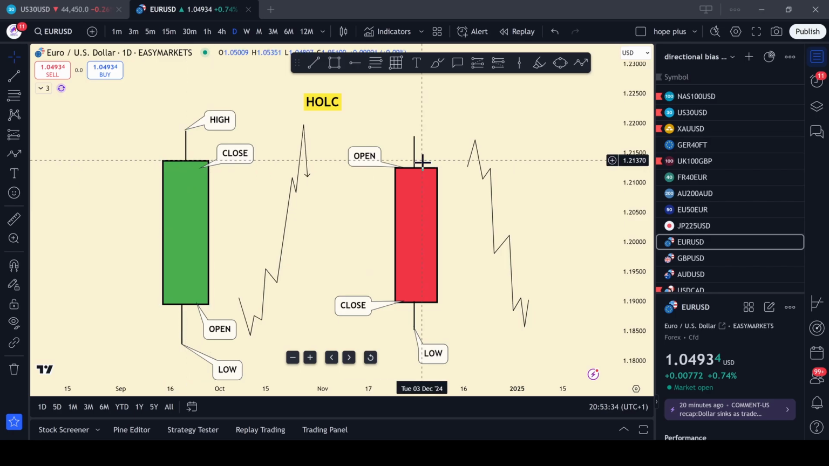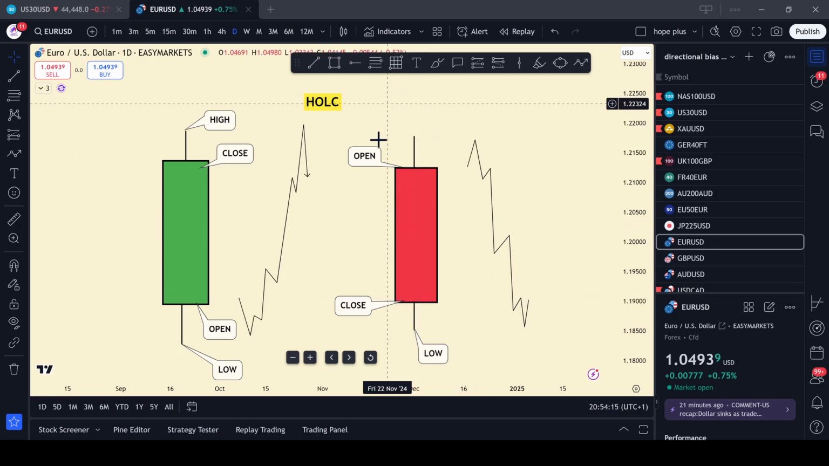For the bearish candle, you have the open on top. In this case, the market trades lower and closes lower than the open. When the closing price is lower than the opening price, we have a bearish candle. When the closing price is higher than the opening price, we have a bullish candle. So let's take a look at the anatomy of the bearish candle. Market opens here, trades higher, comes back down, trades to the low, and then closes.